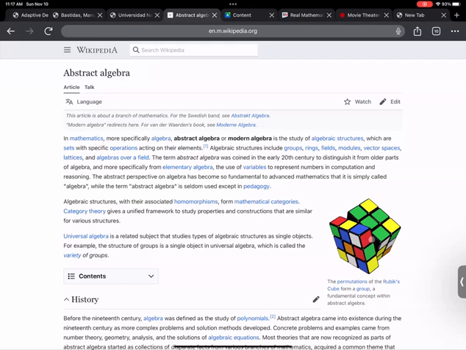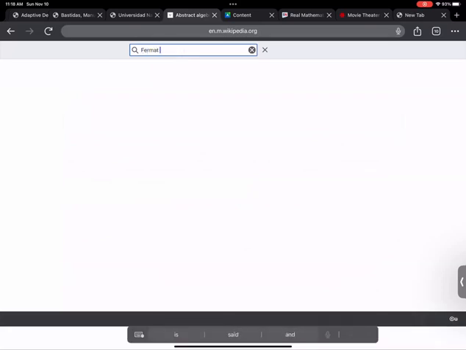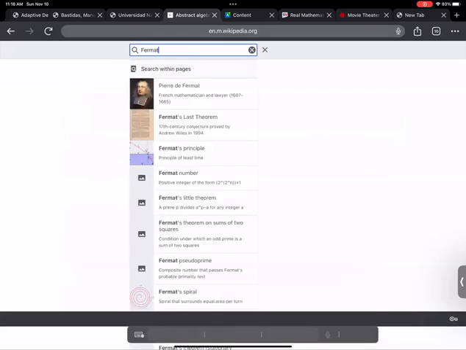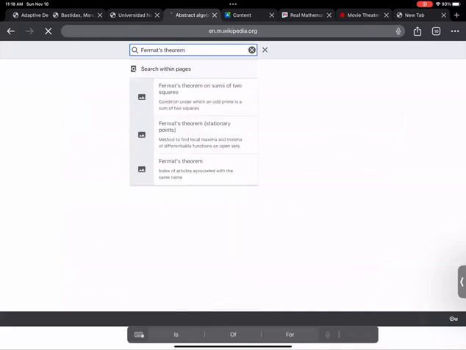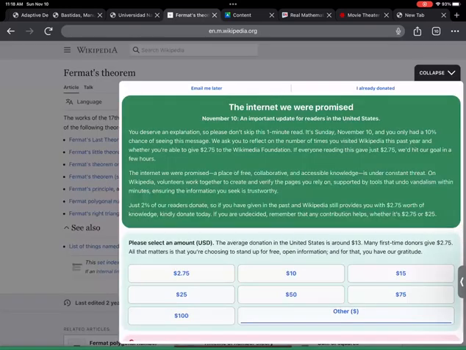So all these permutations form a group, and we're going to define it. But abstract algebra is a very important concept. You probably have heard about Fermat's theorem, which was proved like 25 years ago, something like that.